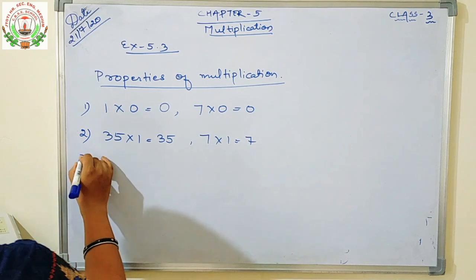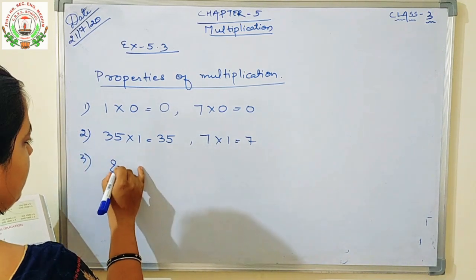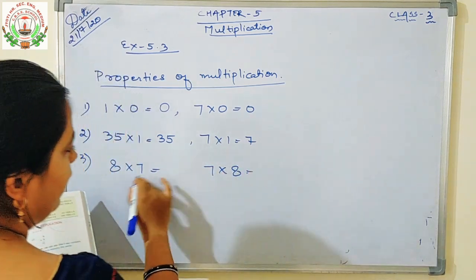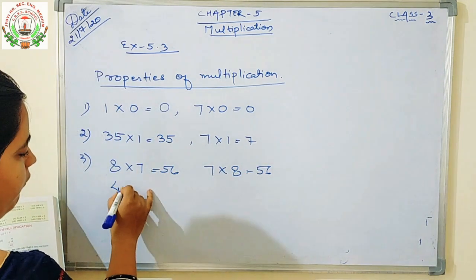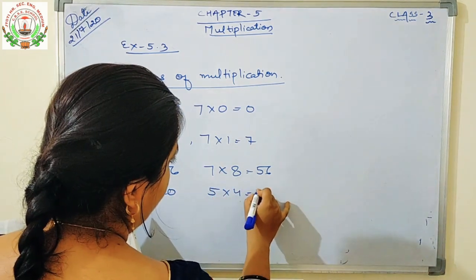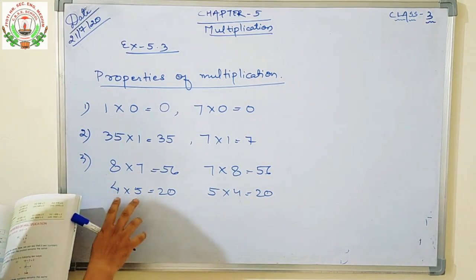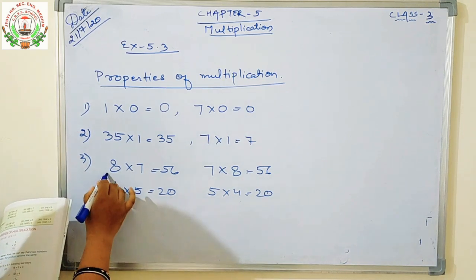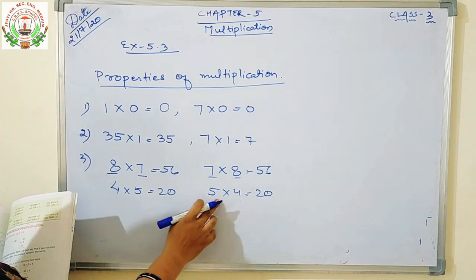And number third is if two numbers are multiplied in either order means 8 into 7 or 7 into 8. 8 sevens are 56, 7 eights are 56, or 4 fives are 20, or 5 fours are 20. Whenever you will multiply any number in either order, then you will get the same answers. Either order means first 8 into 7, then 7 into 8, 4 into 5, 5 into 4.